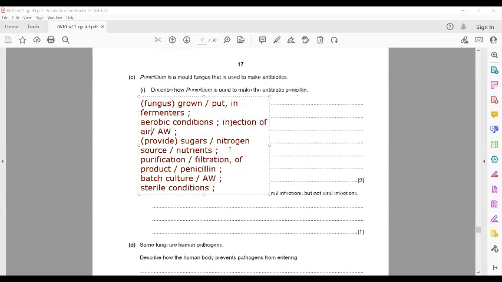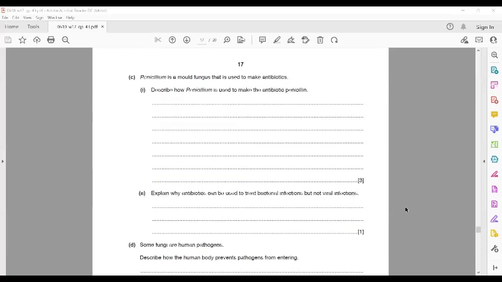Okay. And it provides, they give sugar, they place sugar also in it, and the proper nutrients. Then they purify it, filter it once the penicillin is produced. Explain why antibiotics can be used to treat bacterial infection but not viral.